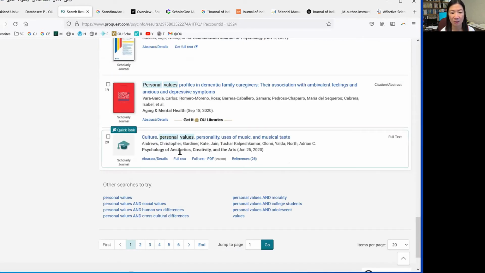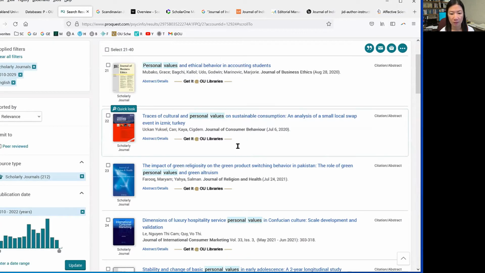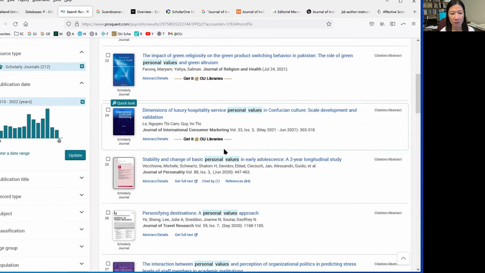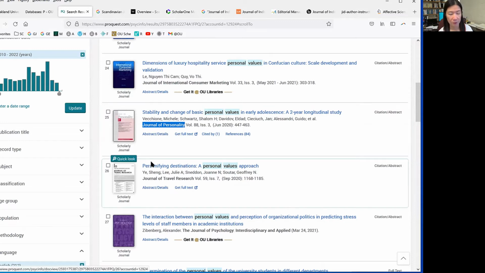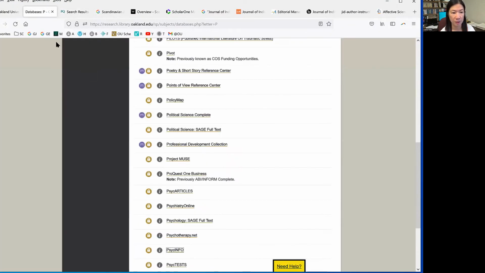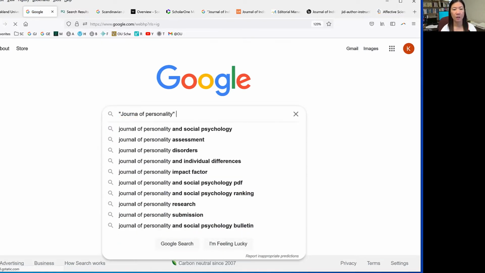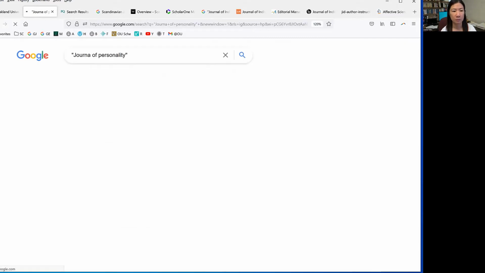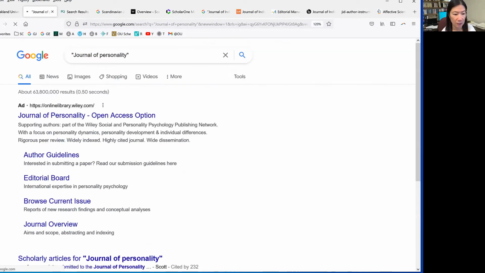Aging and mental health, not creativity. Now let's move on to the next page. Business, consumer, religion and health. Religion, it's not religion. Journal of International, Journal of Personality, maybe Journal of Personality. So I'm just going to use that one. Let's see if Journal of Personality has it. Okay, there you go. I found it.